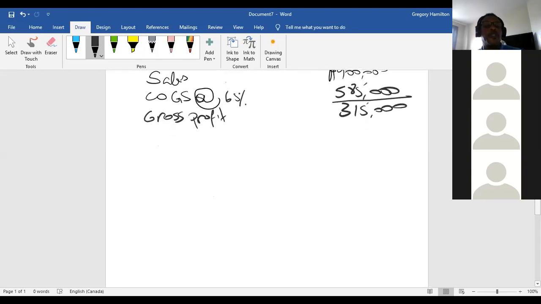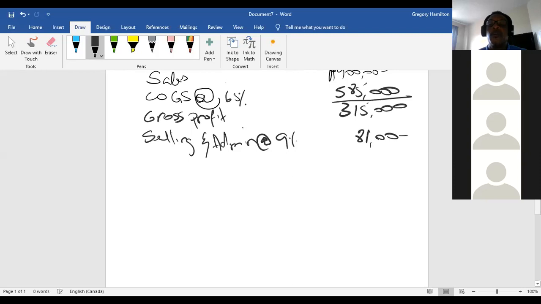Next we have selling and admin, which is 9% of sales. So 9% of 900,000 would be 81,000. And we have amortization expense of 10,000.